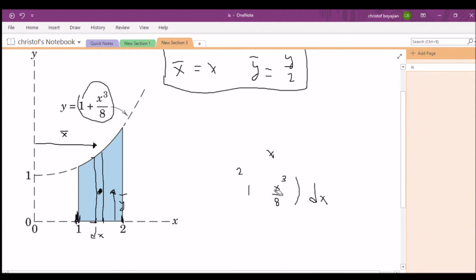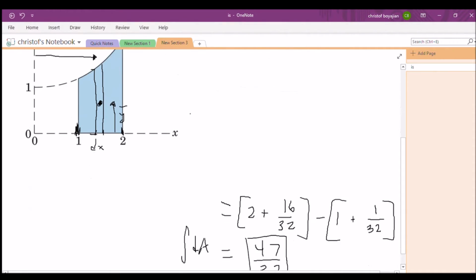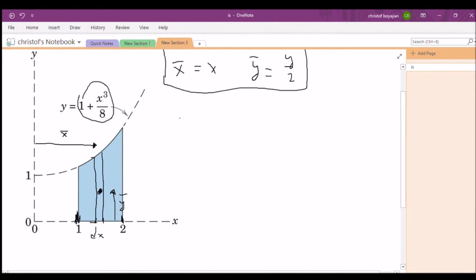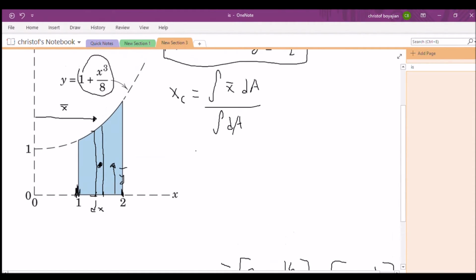Okay, so let's go ahead and solve for the x coordinate first. I guess it's just by convention people normally solve for the x value first, so it doesn't really matter. So let's start with our x coordinate. Now we know that it's going to be our x bar times our dA over the integral of our dA. This is a formula that should be in the back of your mind.